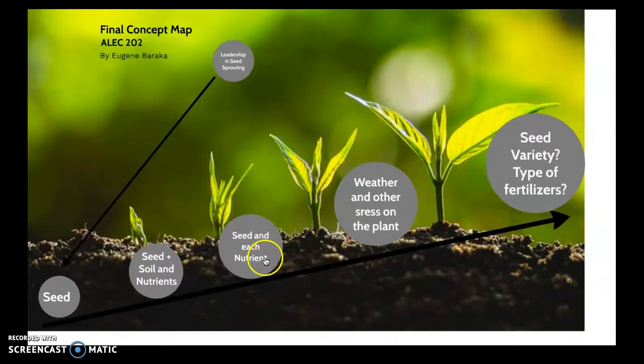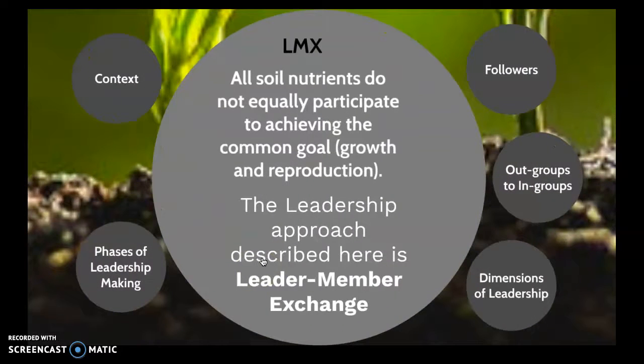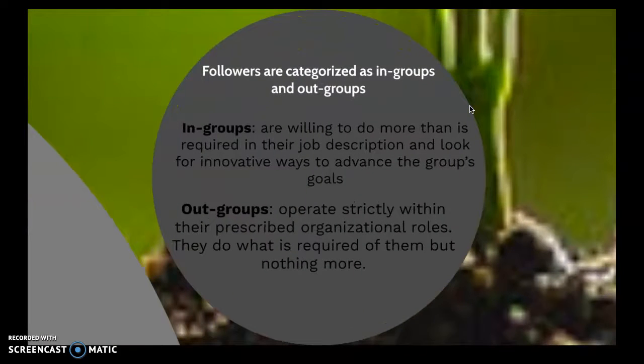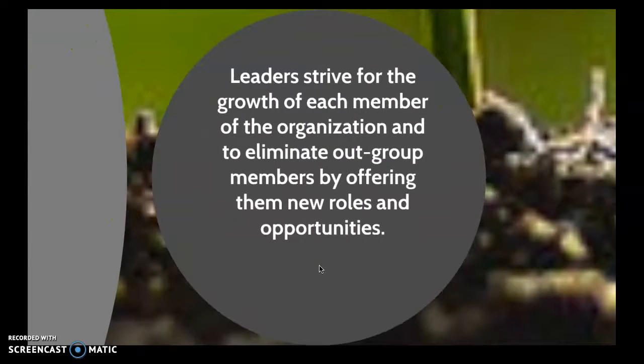So at this level, we have the followers and the relationship the leader has with each follower. We have LMX theory. So the followers are divided in two groups: those willing to work more than their job descriptions, which are in-groups, and out-groups, which do nothing more than their prescribed organizational roles.